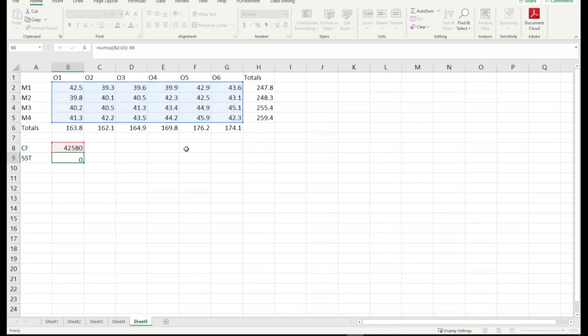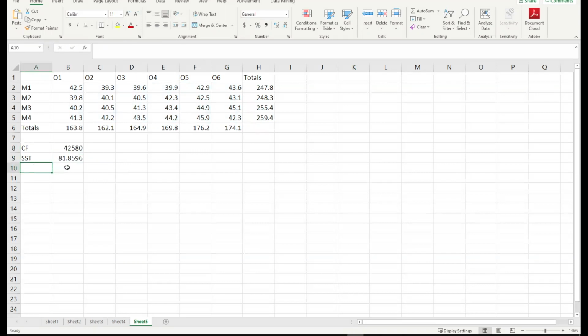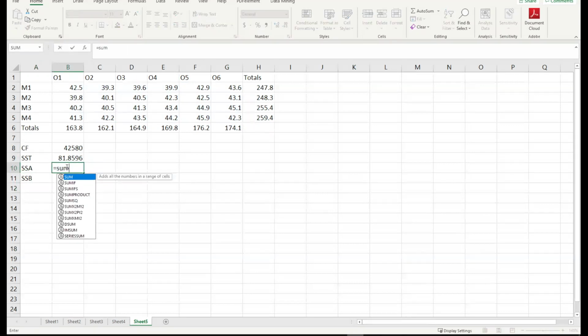Minus the correction factor. That's our SST. Okay? Now, let's do SSA, which is the SS of treatments. Then we say SSB is, let's say, the blocks naman. Okay? So, SSA is just the sum of squares of these values, the sum of squares of the values here, right?